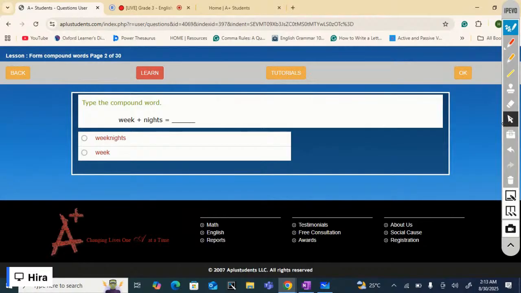Now type the compound word week and nights. Now it's up to you. I'll give you time. Let me know in the comment box.